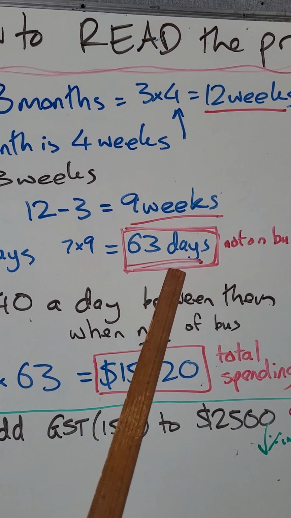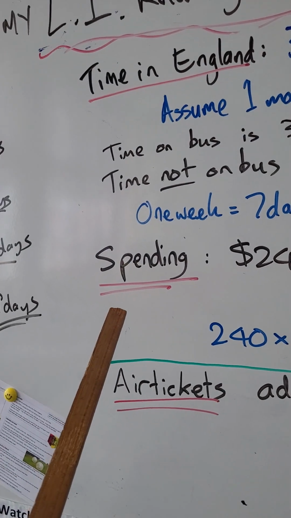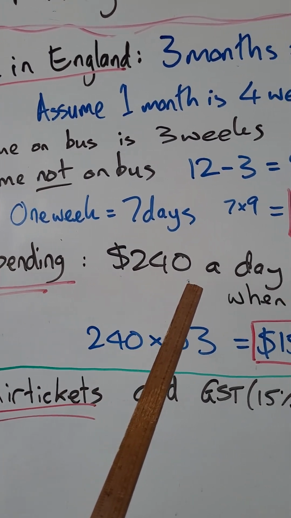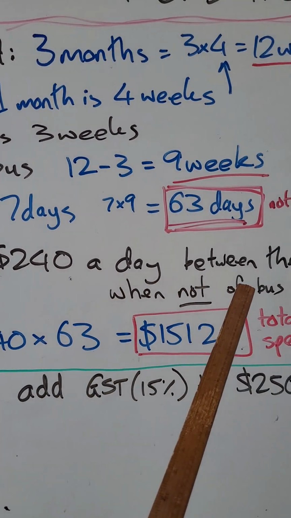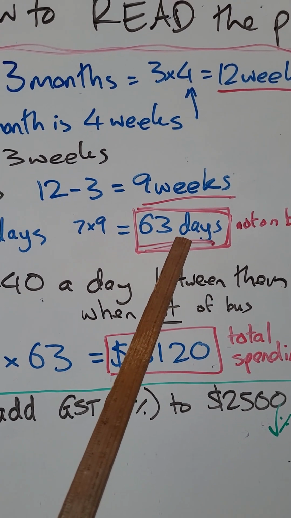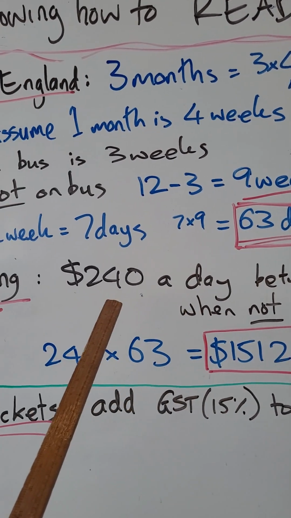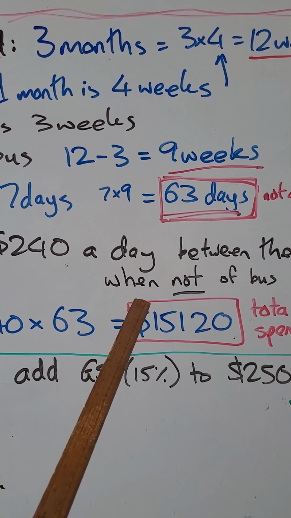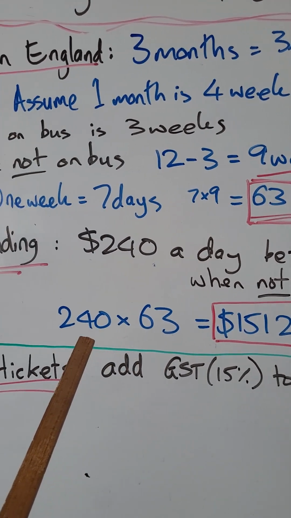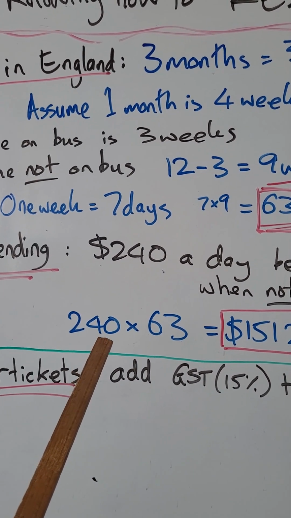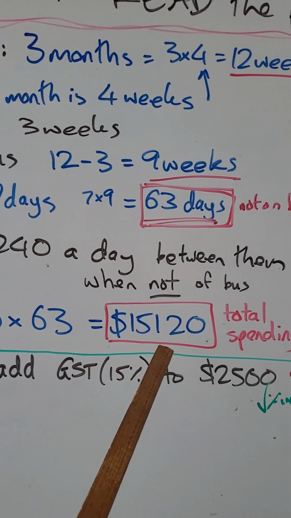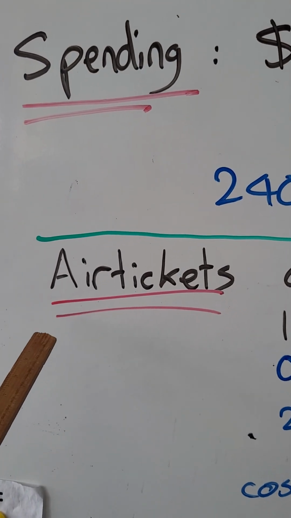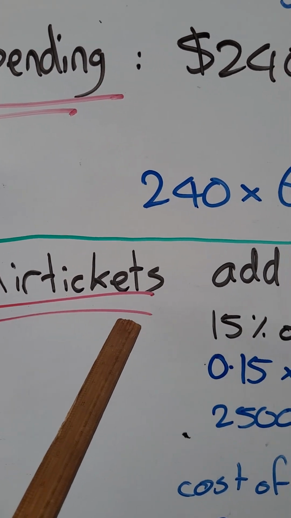Anyway, now we know how many days they're not on the bus. Now we can figure out our spending. I've got a nice title here. So spending, they're going to spend $240 a day between them when they're not on the bus, which is 63 days. We're not even worrying about that plus to the nearest $20 thing. That's kind of an excellence thing, which I'll talk about in class. So 63 days, $240 between them. So that's for both of them. So it's going to be this much. That's our total spending.